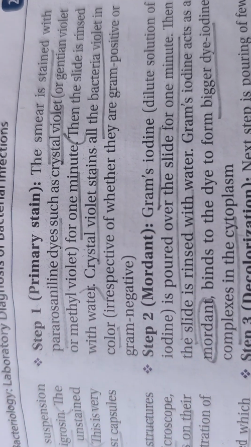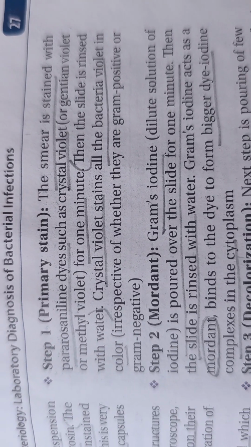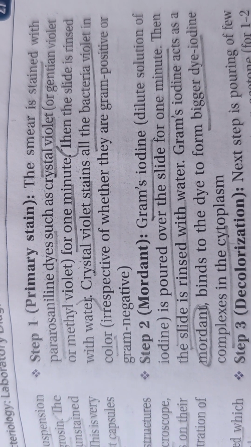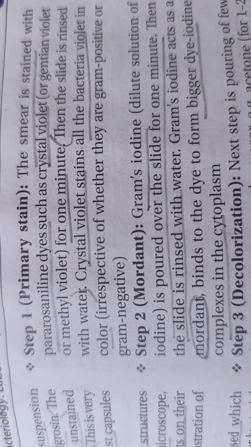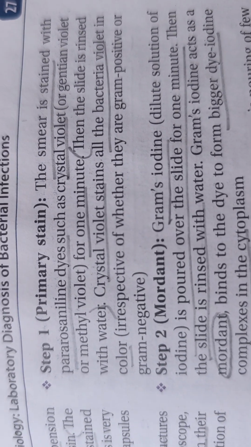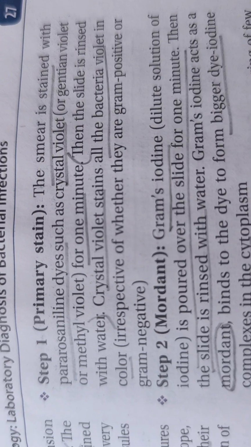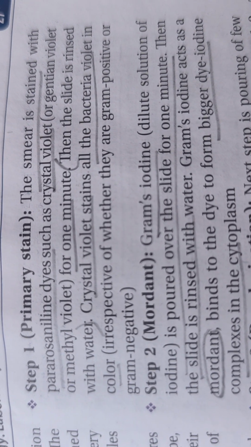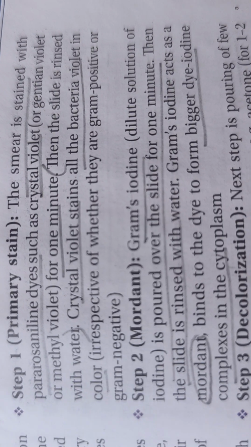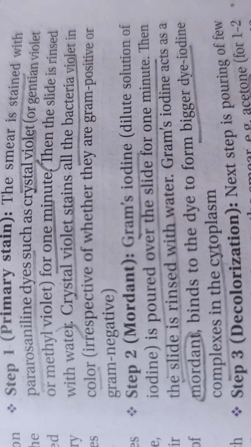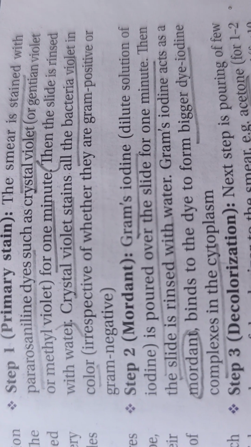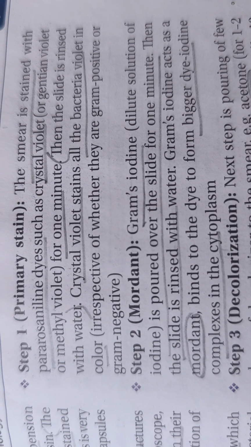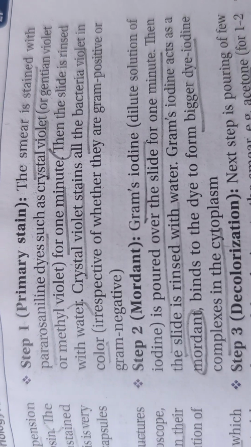Principles and procedures for Gram staining. Step 1. Primary stain. The smear is stained with the triarylmethane dyes such as crystal violet, gentian violet, or methyl violet for 1 minute. Then the slide is rinsed with water. Crystal violet stains all the bacteria violet in color, irrespective of whether they are gram positive or gram negative.